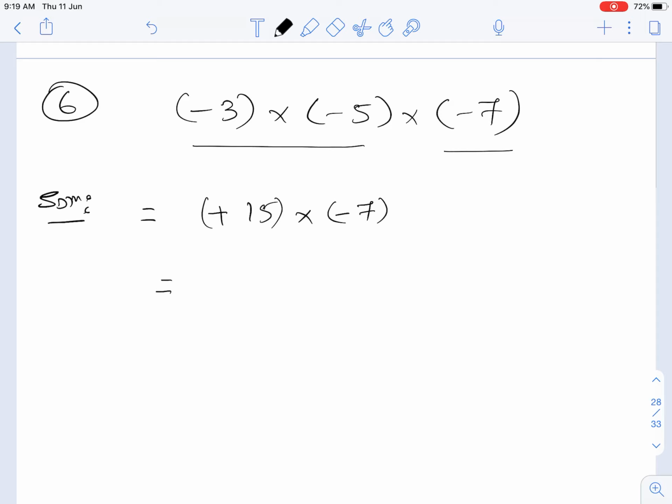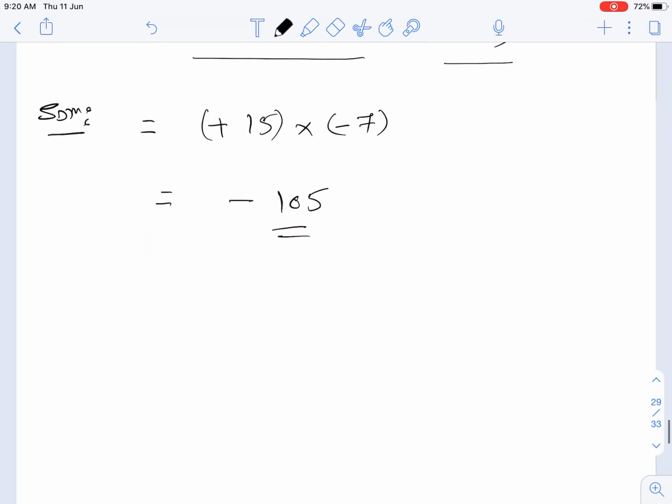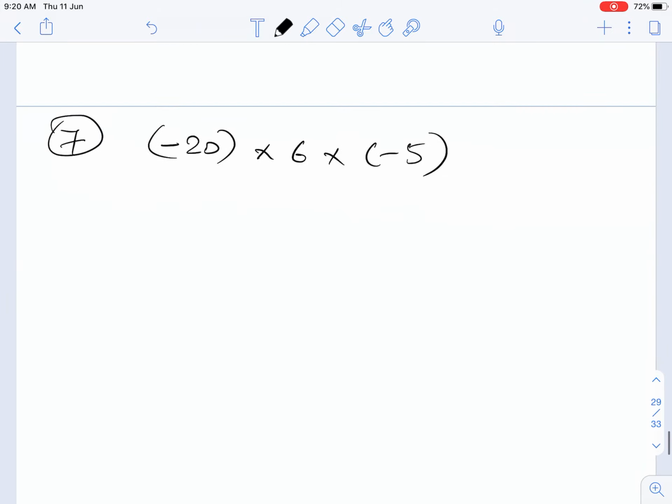Now what we will do, we'll multiply these signs again. So plus into minus will become minus, and then 15 sevens are 105. So this is our answer. Is it clear? Then now next one.